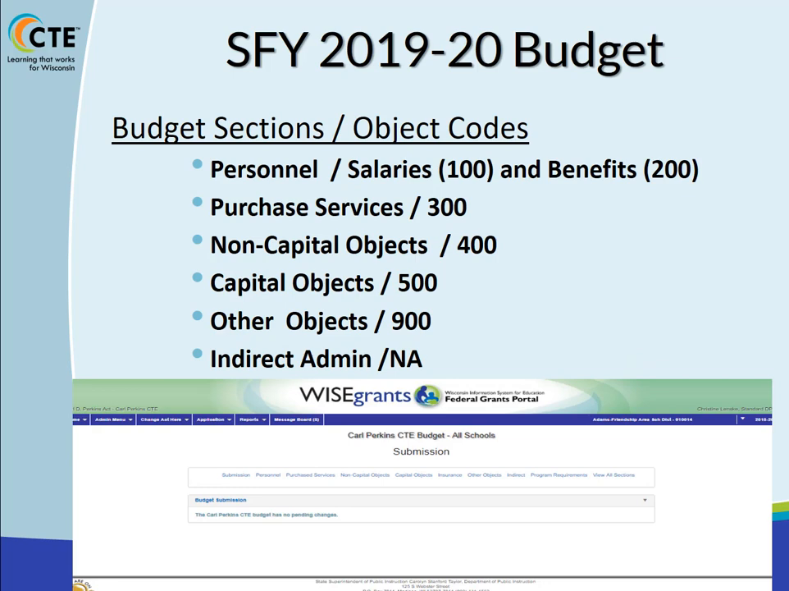Budget sections include the following: personnel, such as salaries and benefits; services being purchased, such as professional development, student travel, employee travel, or contracted services; non-capital objects, which are purchases under $5,000; capital objects, for purchases over $5,000; and other, which will include membership fees.